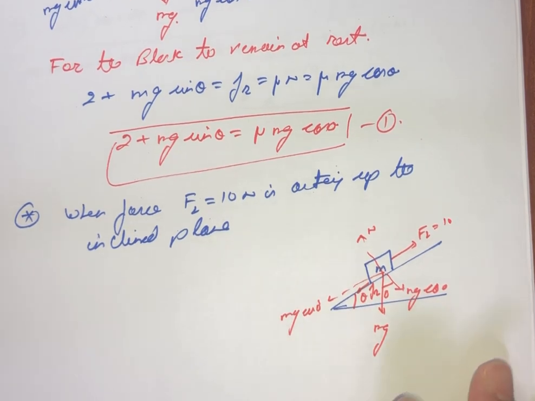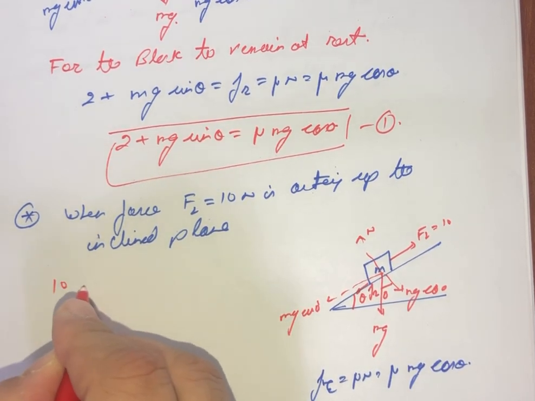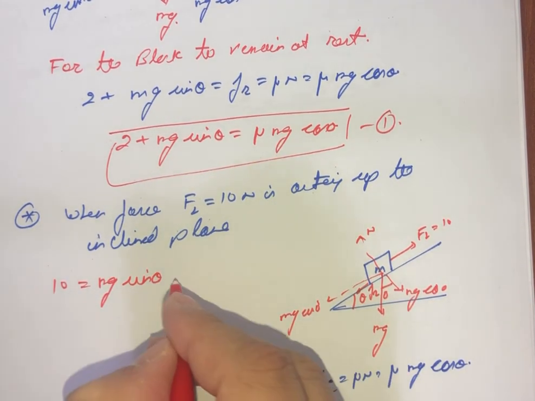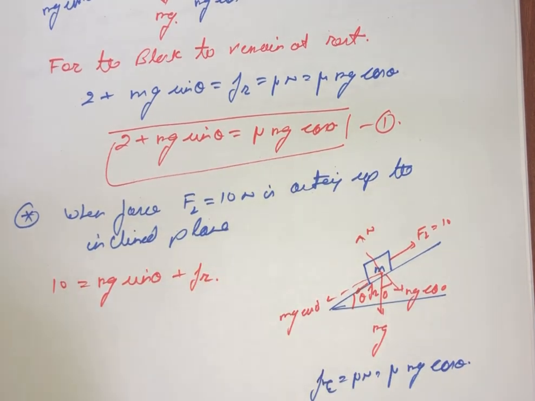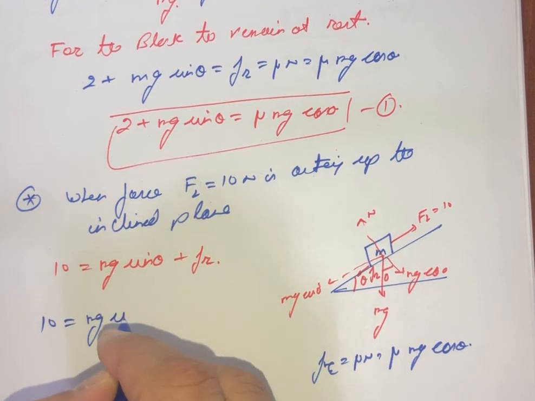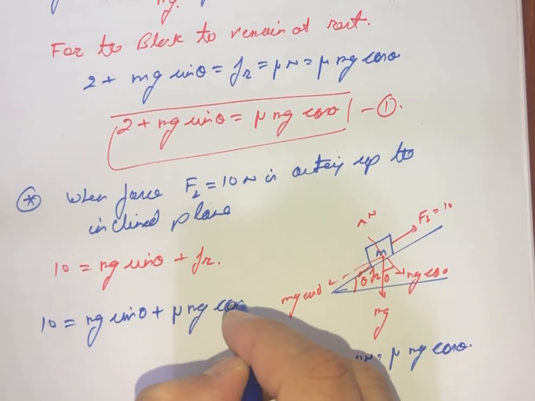Okay, and the value of Fr will be the same for both the cases. So we can write here Fr is equal to mu N, which is equal to mu mg cos theta. Now in this case, you can say the equation will be coming as 10 is equal to mg sin theta plus Fr. We substitute the value of Fr, we get 10 is equal to mg sin theta plus mu mg cos theta.